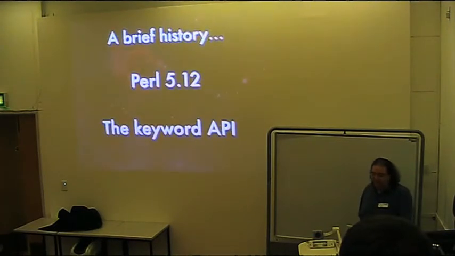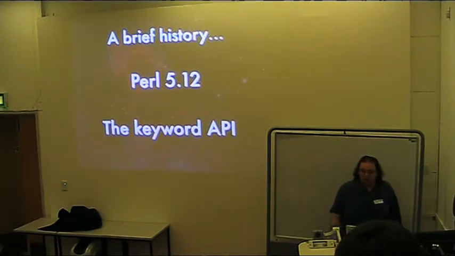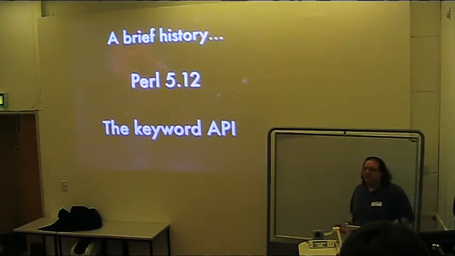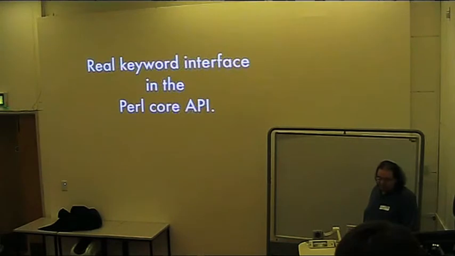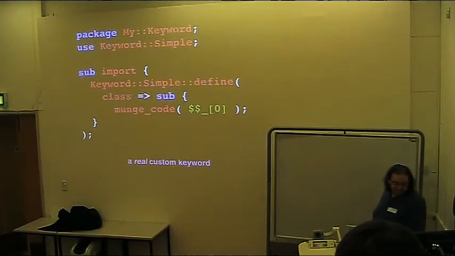So Perl 5.12 came along, and now we had a keyword API in the core Perl interpreter. And this is new because instead of doing these crazy hacks on the parser itself, the Perl API actually gave us a couple functions for injecting new keywords during compile time. And the nice thing about this is there's a very nice, very simple pure Perl interface to this called Keyword::Simple. And here's an example.